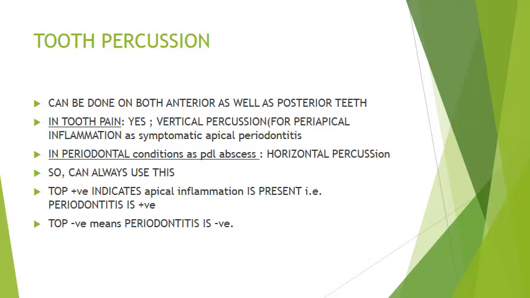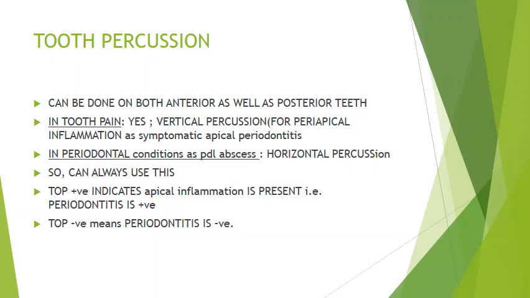TOP positive means there is apical inflammation, that is, periodontitis is present. TOP negative, if there is no tenderness on percussion, means there is no periodontitis. And the periodontitis and the other conditions we have discussed in the previous video. So if you have not seen it, please watch the other videos as well.